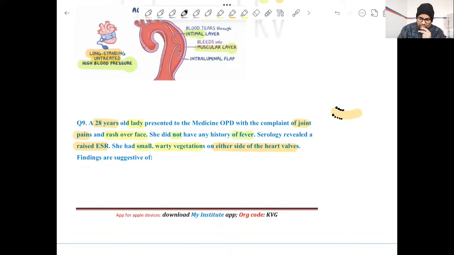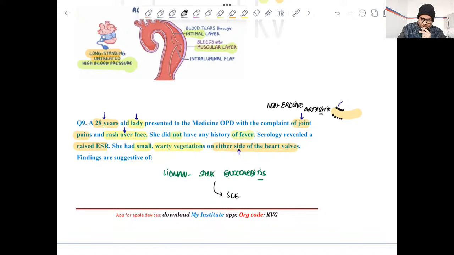Now what is this condition? Young lady, joint involvement, rash over face with vegetations on either side of the heart valve. Now this is a classical case of Libman-Sacks endocarditis. And I think most of you must be knowing that it is present in SLE, right? So this joint pain is actually non-erosive arthritis.